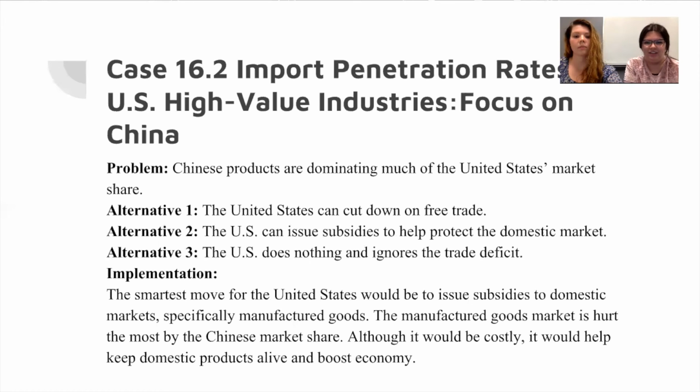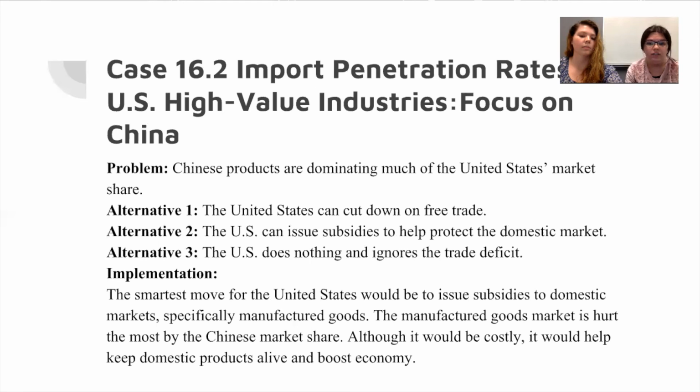A second alternative would be that the U.S. can issue subsidies to help protect the domestic market. By doing so, it would help domestic companies cut costs, therefore helping cut the price and therefore increasing demand for domestic products. Negatives to this would be that it is a very costly alternative.